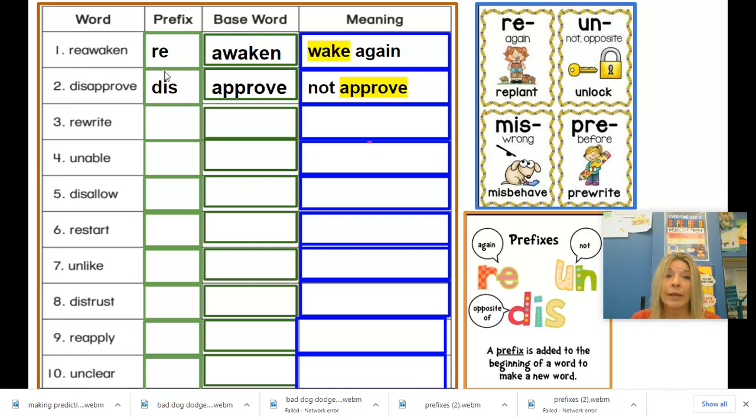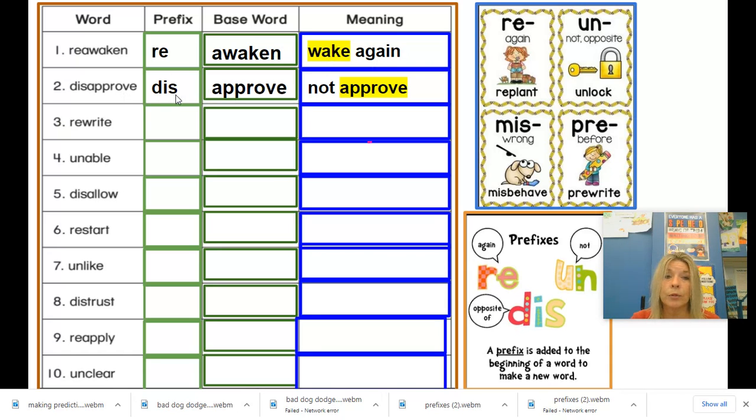In the word reawaken, the prefix is re and the base word is awaken. Awaken is a complete word. And what does reawaken mean? It means I'm going to wake again. You're going to wake somebody up again, or you maybe were reawakened by maybe a noise. Notice how I have our base word or part of our base word in our meaning.